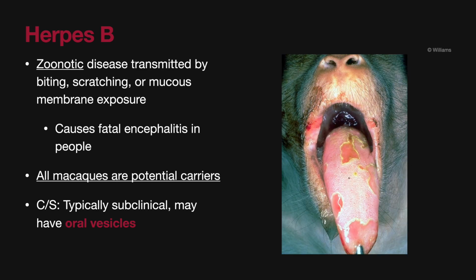Herpes B is a zoonotic disease that is transmitted by biting, scratching, or mucous membrane exposure. It can cause fatal encephalitis in people. All macaques are potential carriers of this disease and should be handled very carefully. In the macaques themselves, disease is typically subclinical, but it may cause oral vesicles.